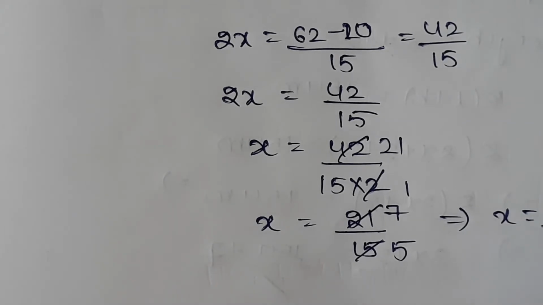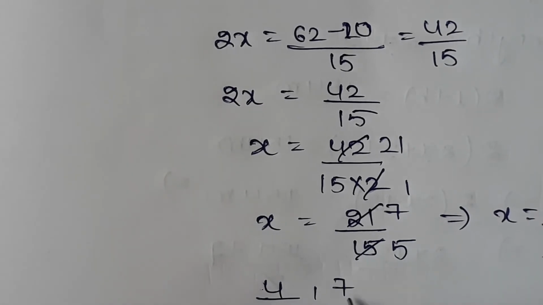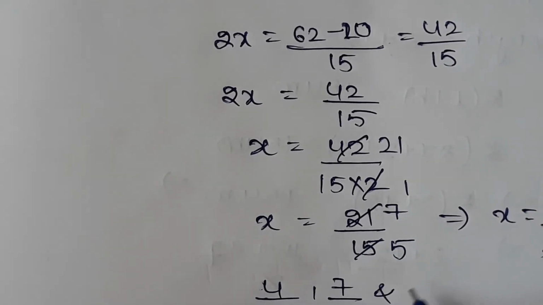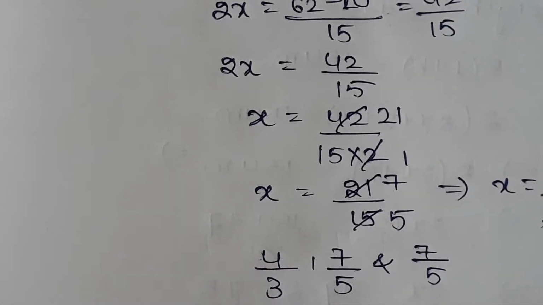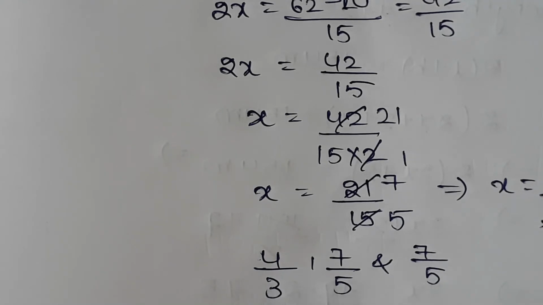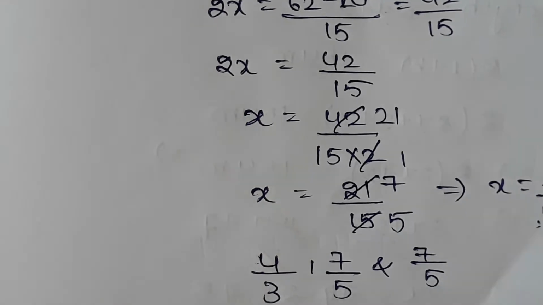And the other 2 sides of the isosceles triangle is 7 by 5 and 7 by 5, that is 3 sides is 4 by 3, 7 by 5 and 7 by 5. These 3 are the 3 sides of the isosceles triangle, and this is about the third problem.